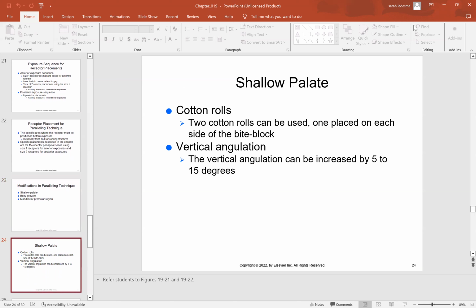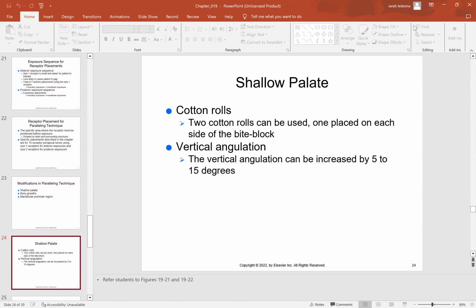With a shallow palate, we can use cotton rolls. So 2 cotton rolls can be used, one placed on each side of the bite block. Vertical angulation can be increased by 5 to 15 degrees.